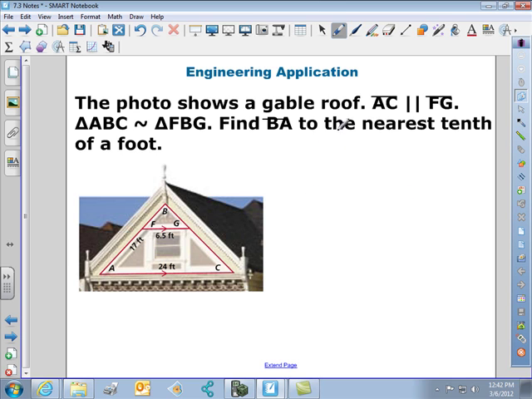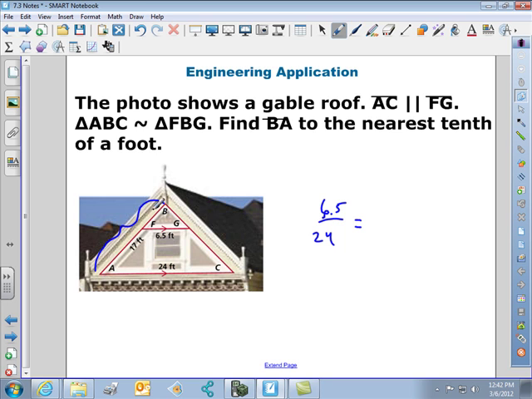Sorry. If we know that AC is parallel to FG, ABC, the big triangle, is similar to FBG, then we're to find BA to the nearest 10. So we're going to find this side right here. Well, how I can do that is I can take a ratio of 6.5 over 24, set that equal to, that was the smaller triangle to the bigger triangle.